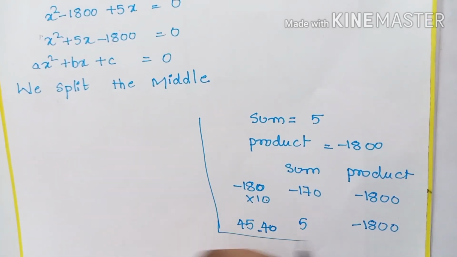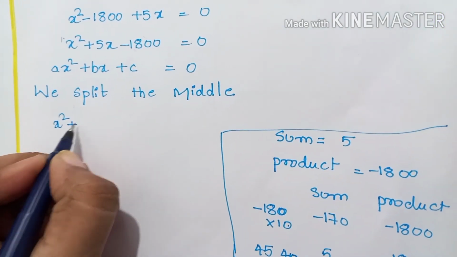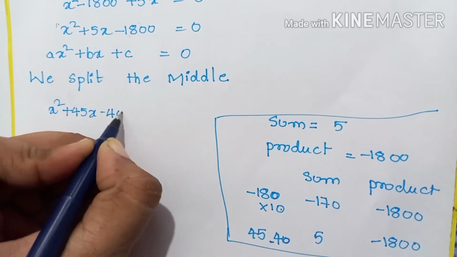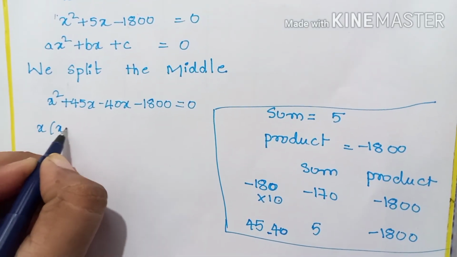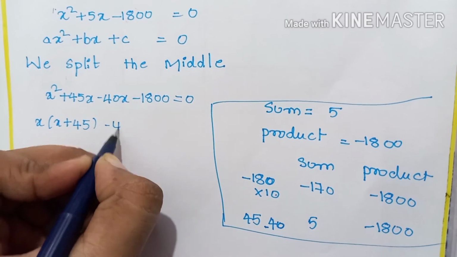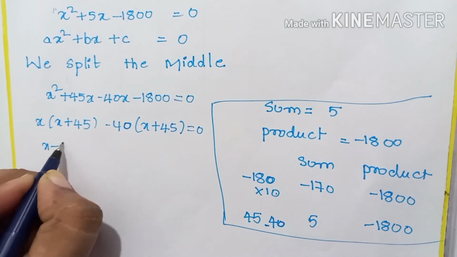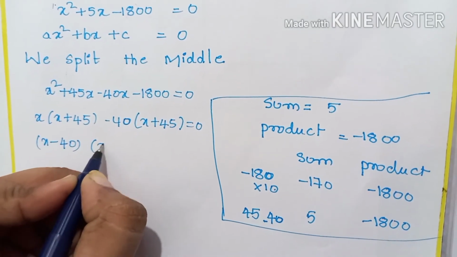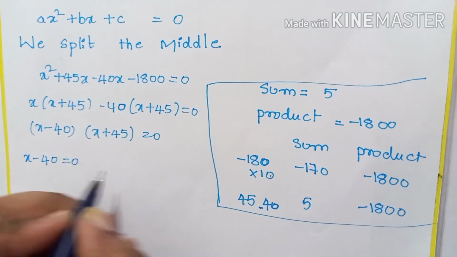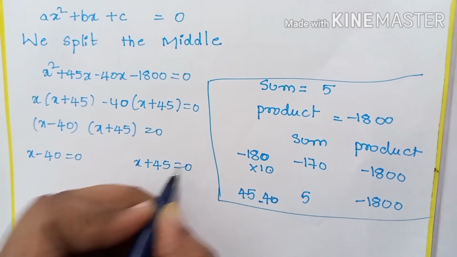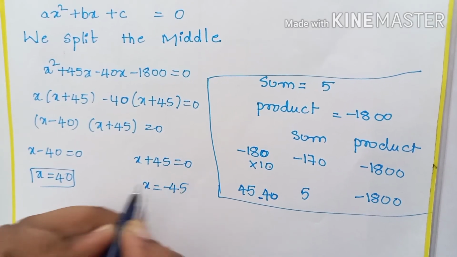So we got the values now. This should be done in the rough. Splitting the middle term: x square plus 45x minus 40x minus 1800 equals 0. Taking x common, x into x plus 45, and for minus 40 taking common, x plus 45, equals 0. Now we have got the two factors, x minus 40 and x plus 45 equal to 0. So x minus 40 equals 0 and x plus 45 equals 0. So x equals 40 and x equals minus 45.